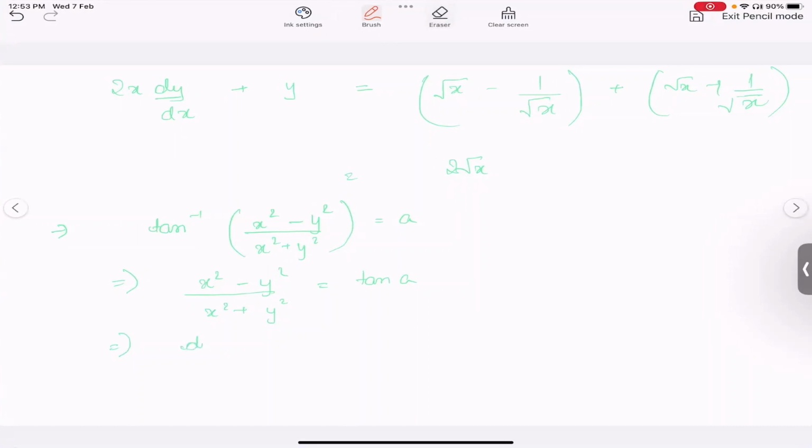we can put everything on numerator because the division will complicate the things. So this can be written as x square minus y square equals tan a times x square plus y square. Tan a will be constant because a is a constant. We already have x and y as variables. So differentiating with respect to x on both the sides, this will become d by dx of x square minus y square will be equal to tan a times d by dx of x square plus y square.